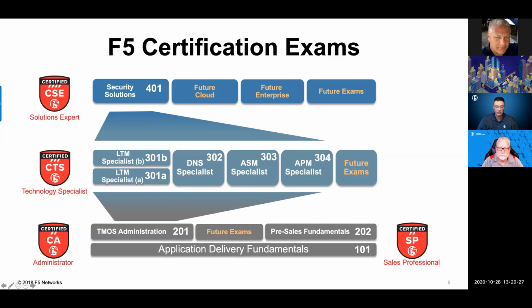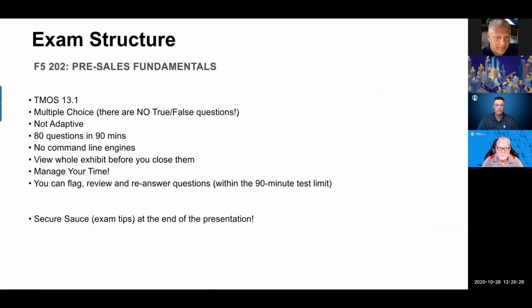All right, so let's go to exam structure again. Very similar to what we spoke about yesterday on the 101 test. It's 80 questions, 90 minutes. We'll talk about the secret sauce later on, but the key thing I always tell people: go through the exam as fast as you can. If you don't know the answer, mark the best answer, mark that question, and keep going to the end. Sometimes you'll find better questions towards the end of the test.